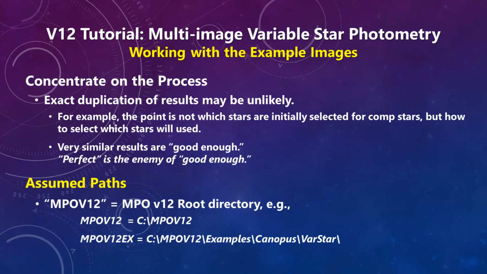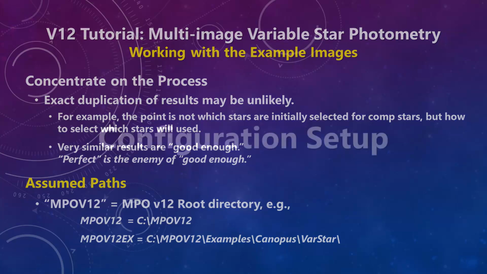Anytime a directory path is mentioned, it will be assumed that the version 12 directory tree is off the root of a drive, for example, C:\MPO V12. Anytime a path is referenced, it appears as just MPO V12. For example, MPO V12 / and then the rest of the directory or file path. It's also assumed that you did not change any of the V12 subdirectory names and that you downloaded the sample images used in this tutorial.